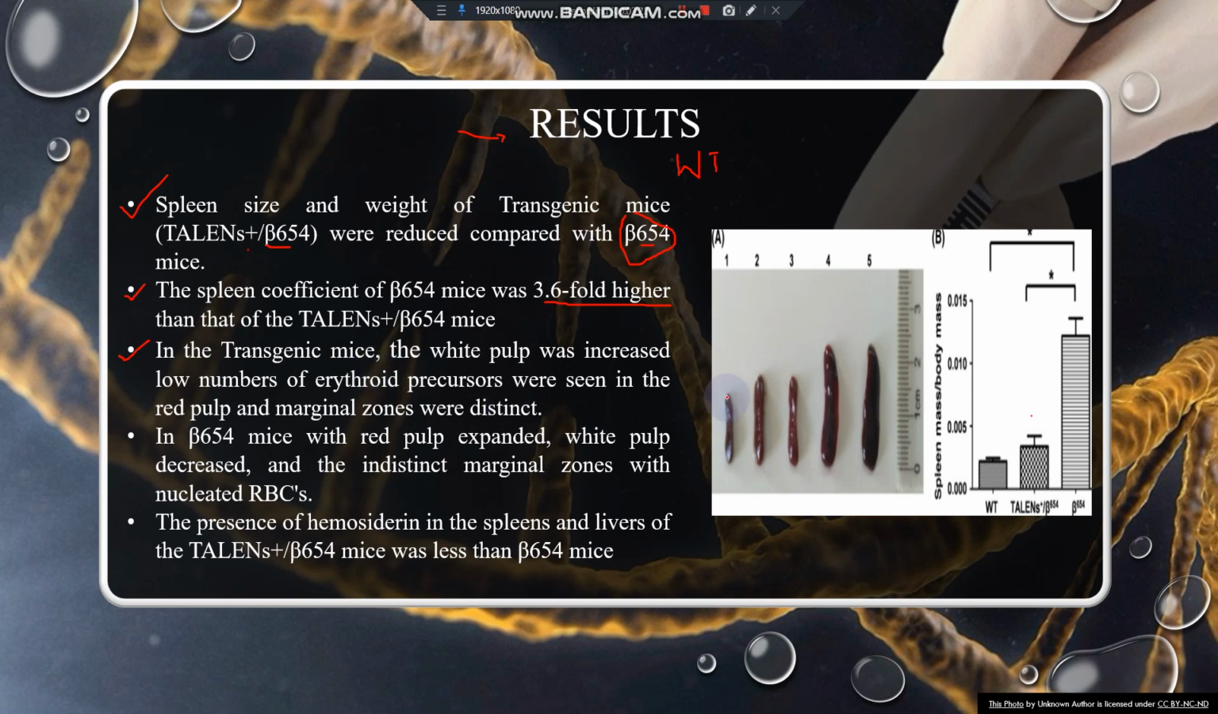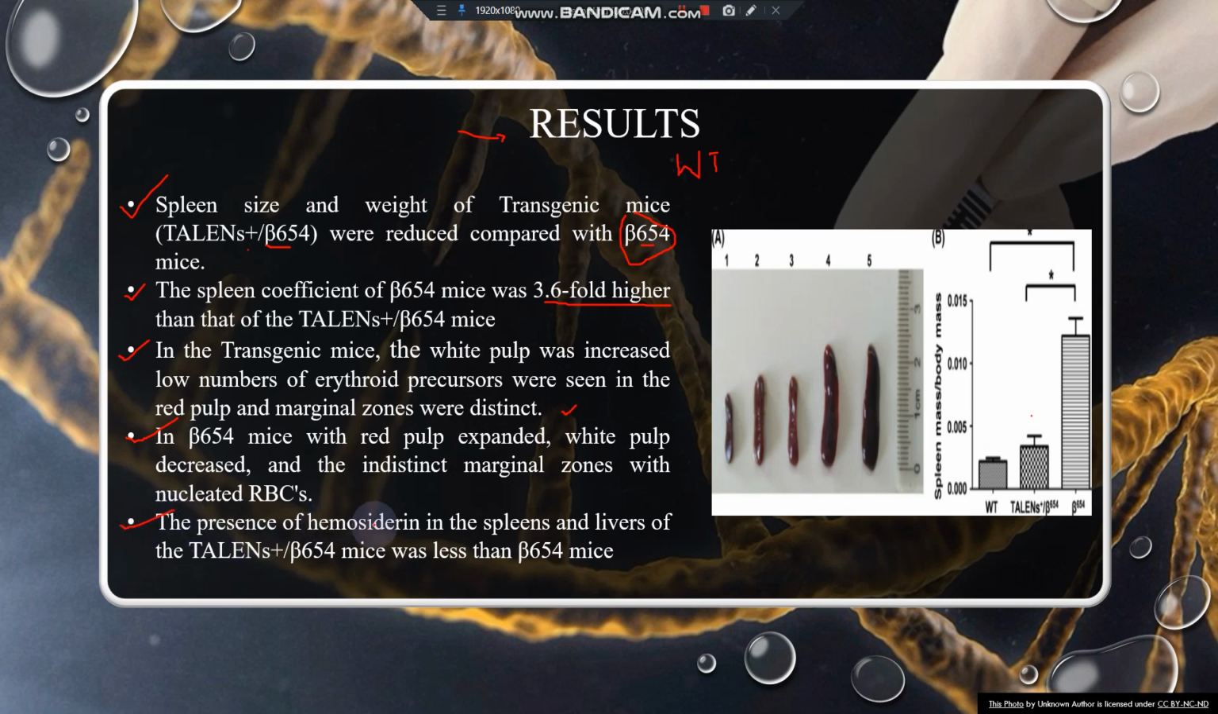In the transgenic mice, we saw that there was an increase in white pulp, and it was also observed that there were low numbers of erythroid precursors, that is RBCs, and the marginal zones were distinct and seen clearly. Unlike in beta thalassemia mice, the red pulp expanded and white pulp decreased, and indistinct marginal zones were not at all visible, with the presence of nucleated RBCs.